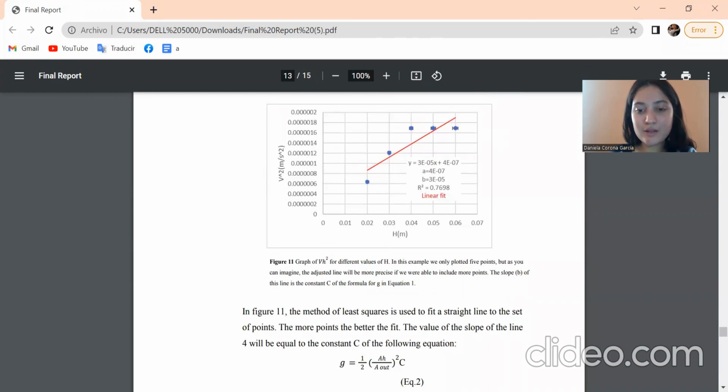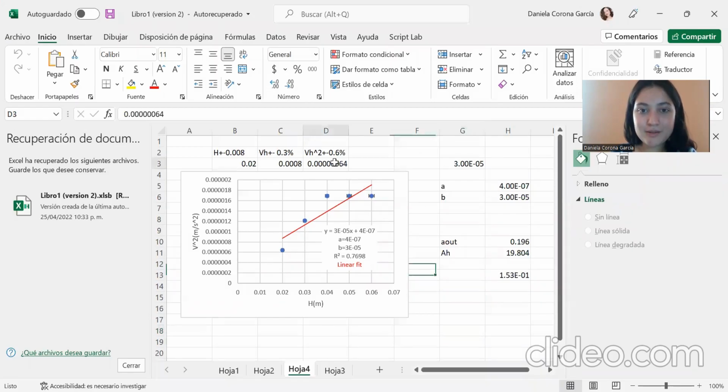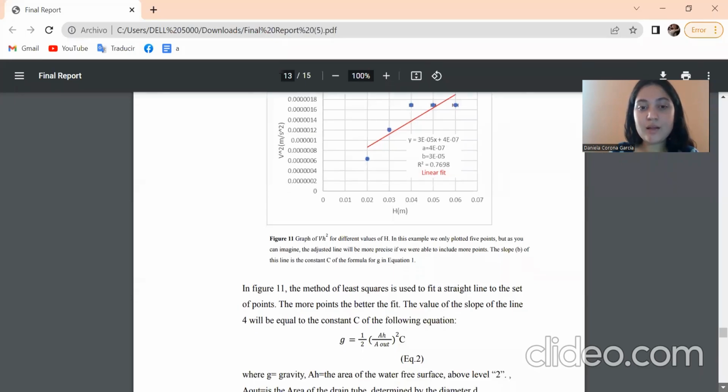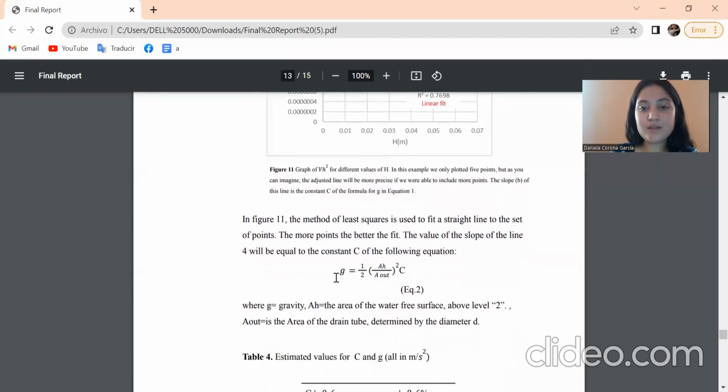So here you can see that the value is 0.6. We use different formulas, and here they are, and the value that we obtained. We did only a very few dots, and if we used more, it could have been more precise. So later on, we use this formula for gravity.